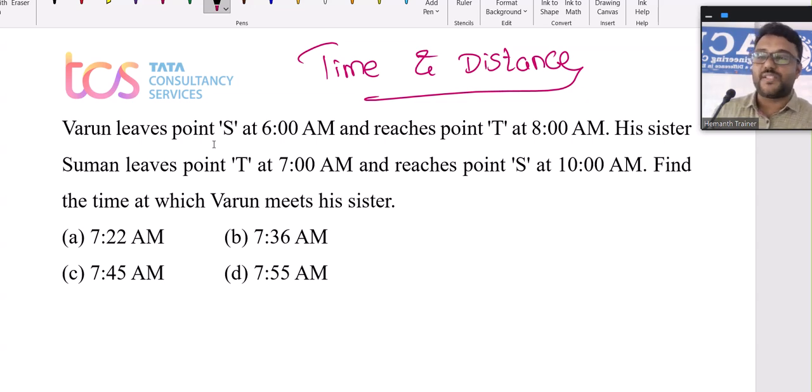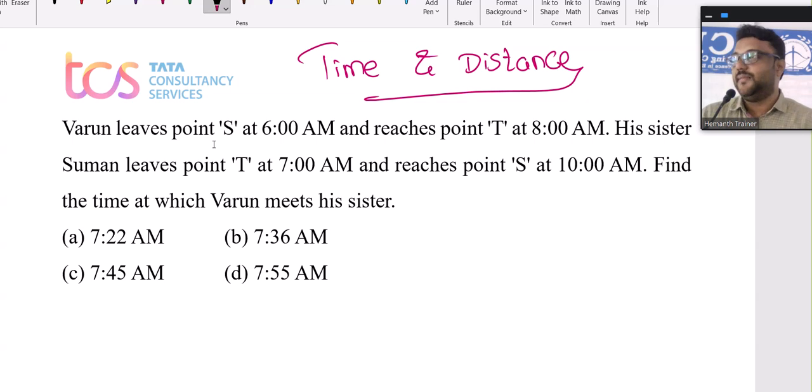Varun is moving from S to T, started at 6, reaching T at 8. Whereas his sister Suman leaves from point T at 7 a.m. and reaches at 10 a.m. There is a clear chance they both can meet after 7, because Suman starts after 7. They're on the same track, S to T, so in between they'll meet. So there is a chance Varun meets his sister. At what time?